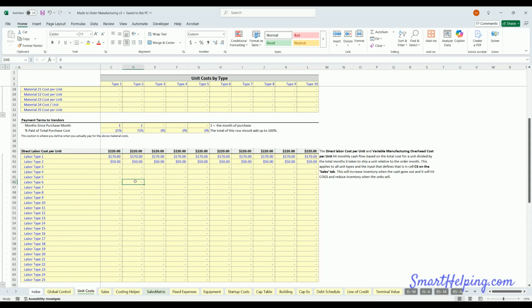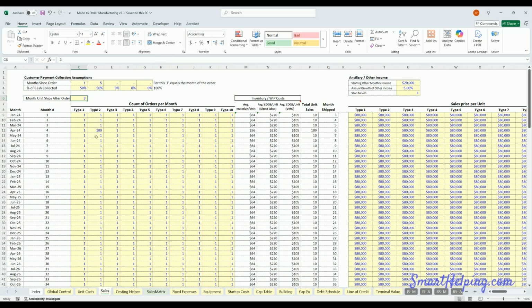And the way it will affect the model is, instead of following a purchase plan like this or a payment terms plan, it follows the months it takes to ship a unit from when it's ordered. So if I go here, let's just zero all these out and show you an example.